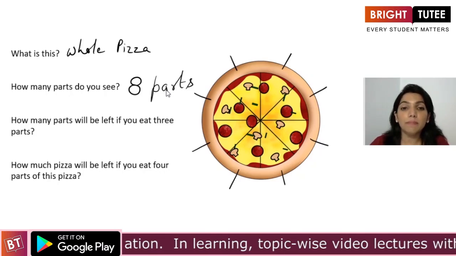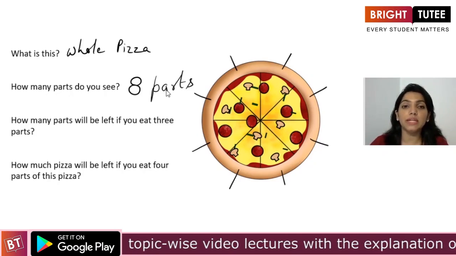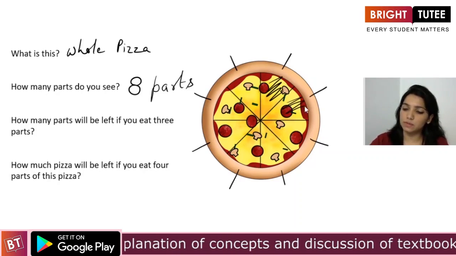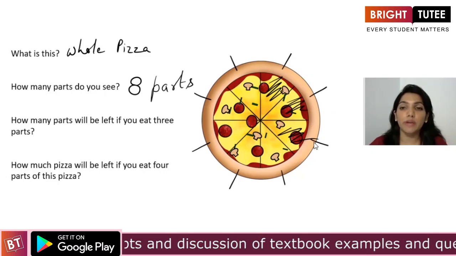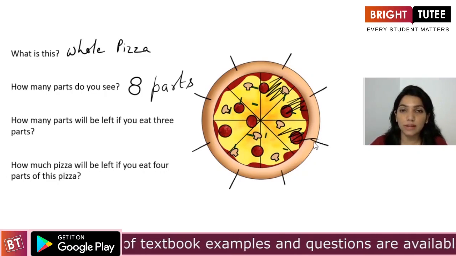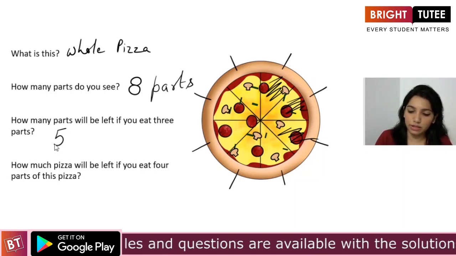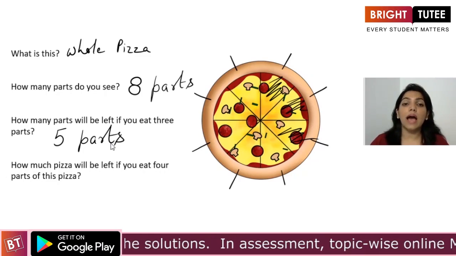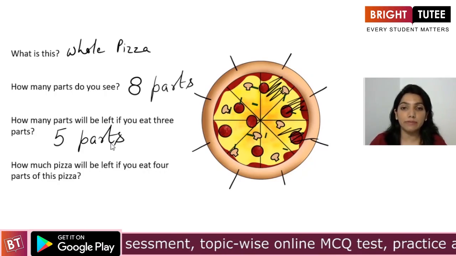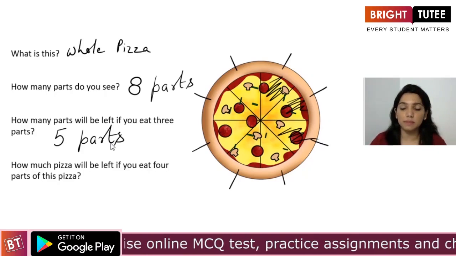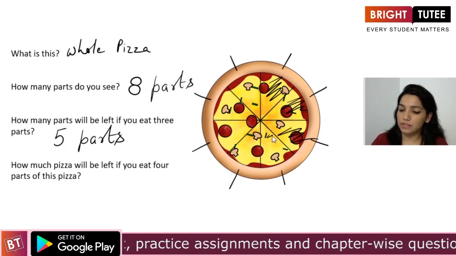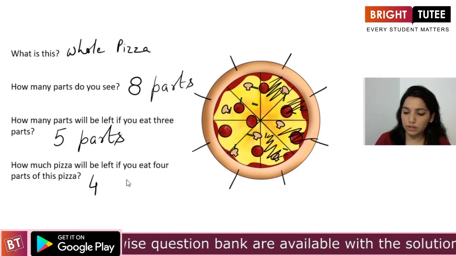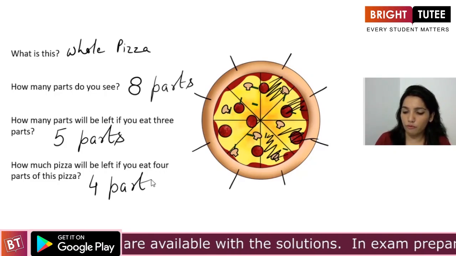Now, how many parts will be left if you eat 3 parts? Say you eat this part and this part. If you eat 3 parts, you are left with 5 parts. Am I right? Now, how much pizza will be left if you eat 4 parts of this pizza? Say you have eaten 4 parts. You are left with 4 parts.